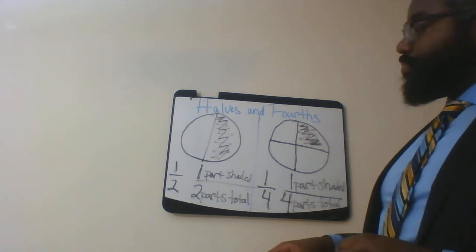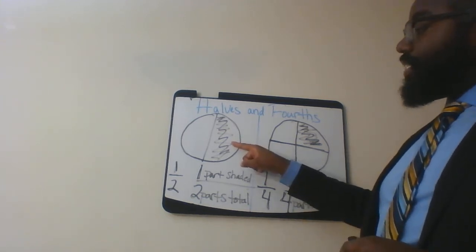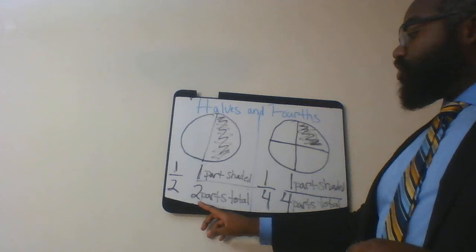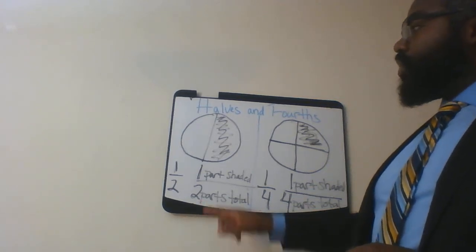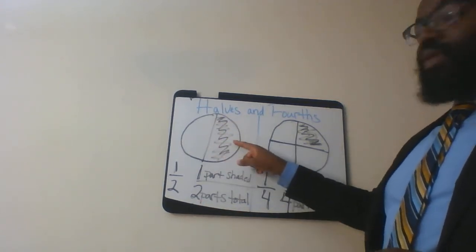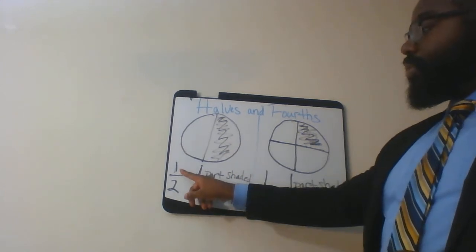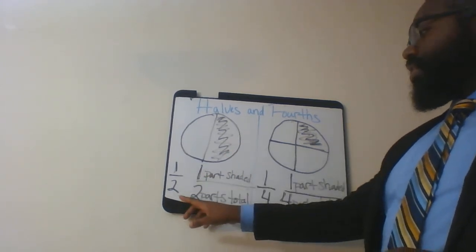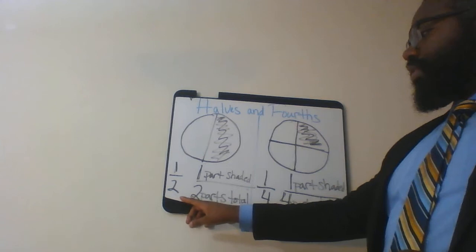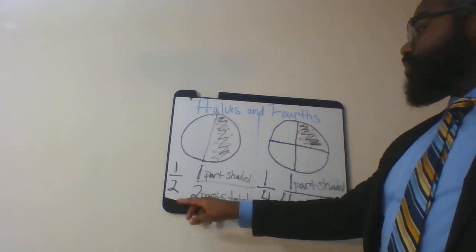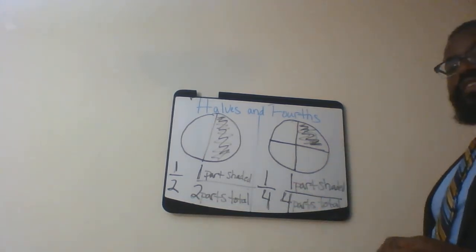Notice, one part is shaded, and there are two parts total. It's split between, only one part is shaded. So one part is shaded, and there are two parts total. That's called one half.